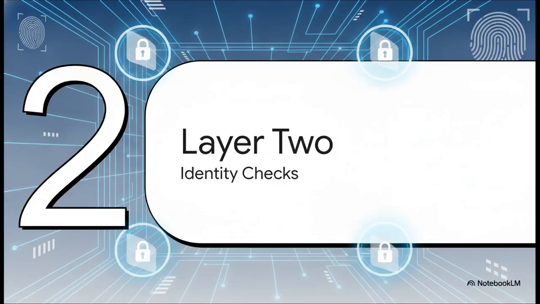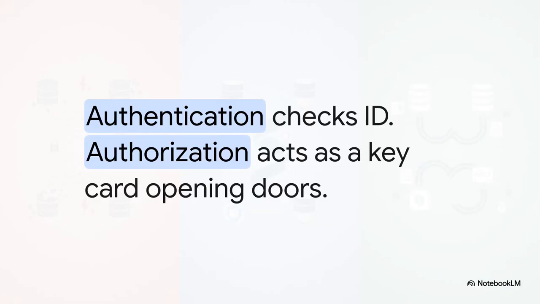Which brings us to layer 2, identity checks. Okay, we've got our secure, encrypted tunnel, but now we need to verify exactly who is traveling inside it. And this means we have to clearly separate two concepts that, honestly, get mashed together way too often: authentication and authorization. Authentication, that's the security guard checking your ID at the door, verifying who you are.